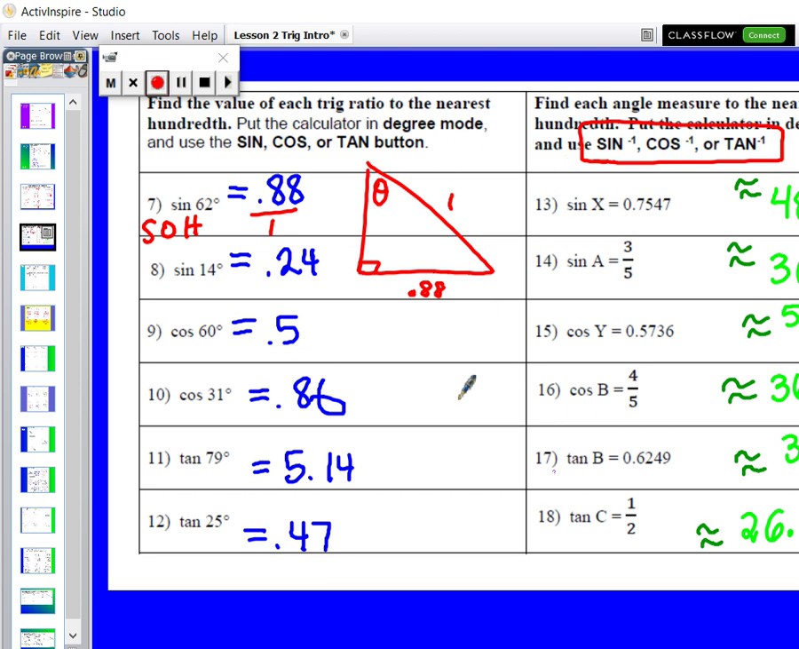Here we had to work backwards and say if we know the decimal, if we know the ratio, what was the angle? And make sure that you clearly write degrees as part of your answer because this is an angle measure. We want to make sure we put that degree symbol in there.